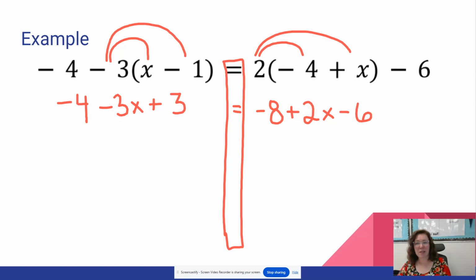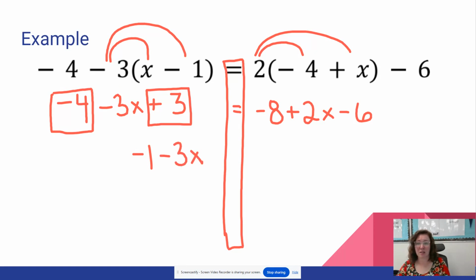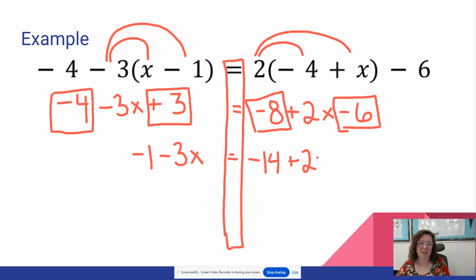Now we can combine some like terms. Just on the left side, let's combine. So this is a minus 4 plus 3. So negative 4 plus 3, that's just a negative 1. This minus 3x has nothing on this side to combine with. All right, we have this negative 8 minus 6 gives us negative 14, and this plus 2x has nothing to combine with. So step 1 was just simplify everything as much as you can.